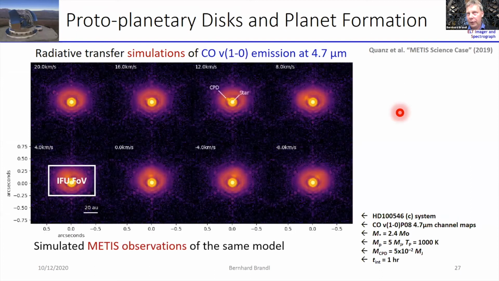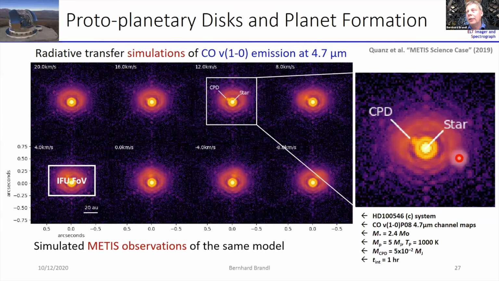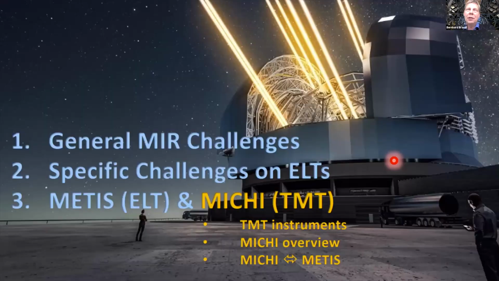And now overplotted is a simulation of what METIS will see of that system. And it's also interesting here that the signatures in the protoplanetary disks are clearly revealed. In this case, there is even a circumplanetary disk, so from the accretion of gas onto the planet. So I think there will be fantastic things to be done.